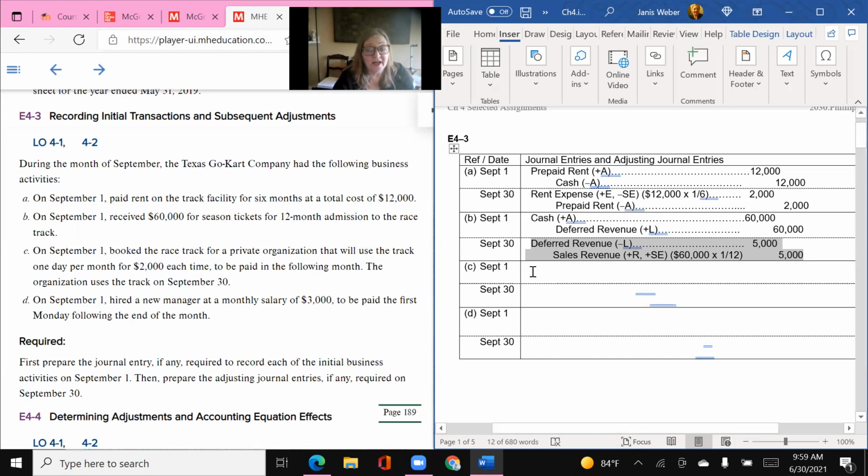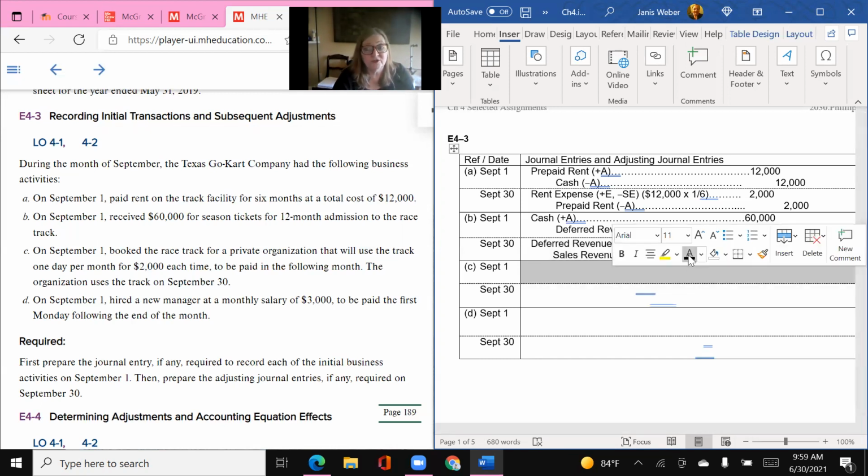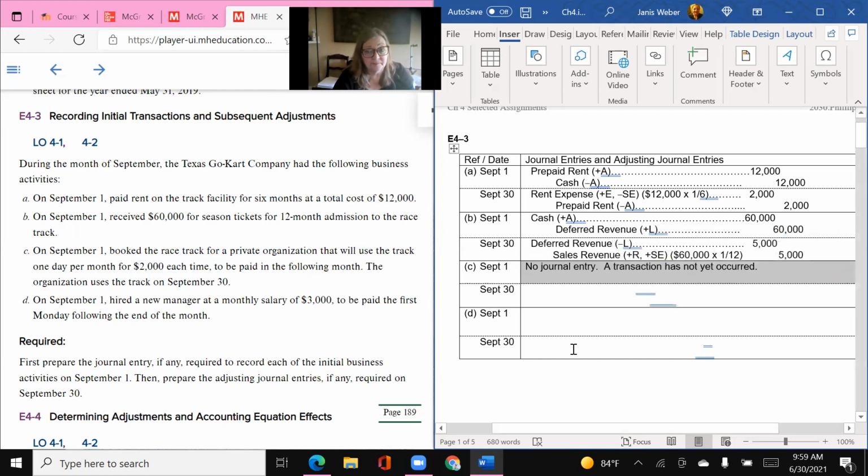So it's not actually a transaction on September 1st. It's just an appointment or a reservation they made in our system. So no journal entry on September 1 because nothing happened. We didn't have anything to record for revenue, and we didn't have anything to record for cash we collected.